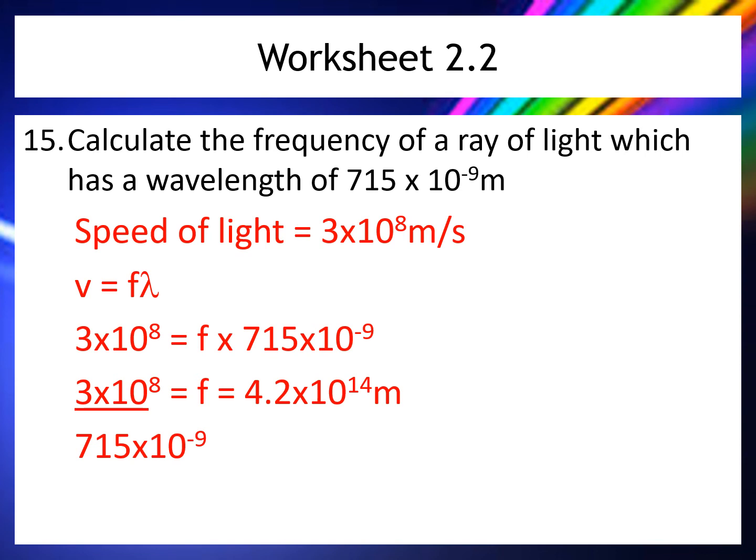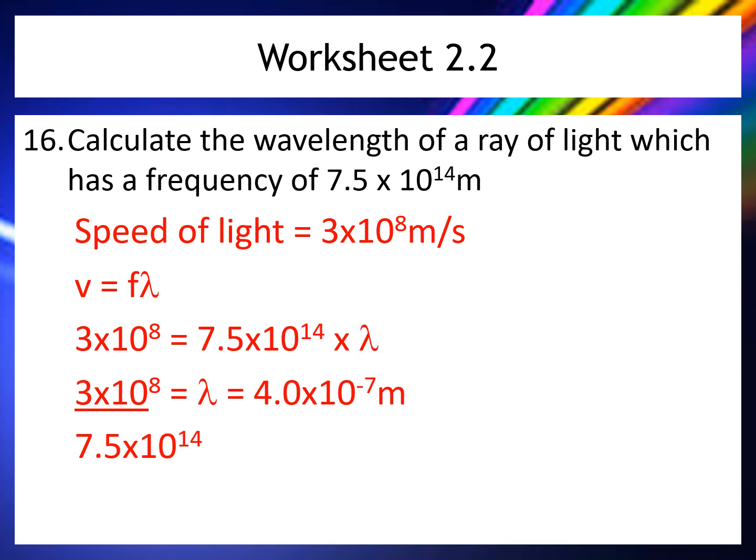Don't forget at this point, if you've got all of this correct and you just muddle up the maths at the end, you've got all of your physics marks. However, if we put it into the calculator, we come out as 4.2 times 10 to the 14 hertz. And a final example using exactly the same method, only this time we're calculating wavelength.